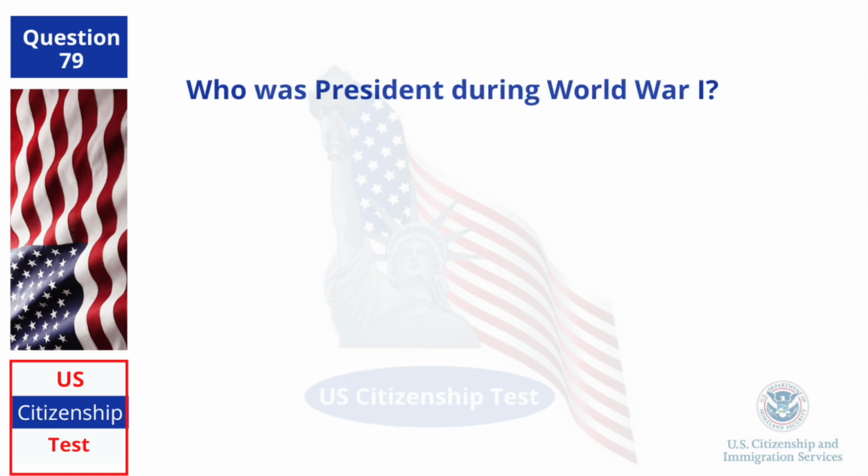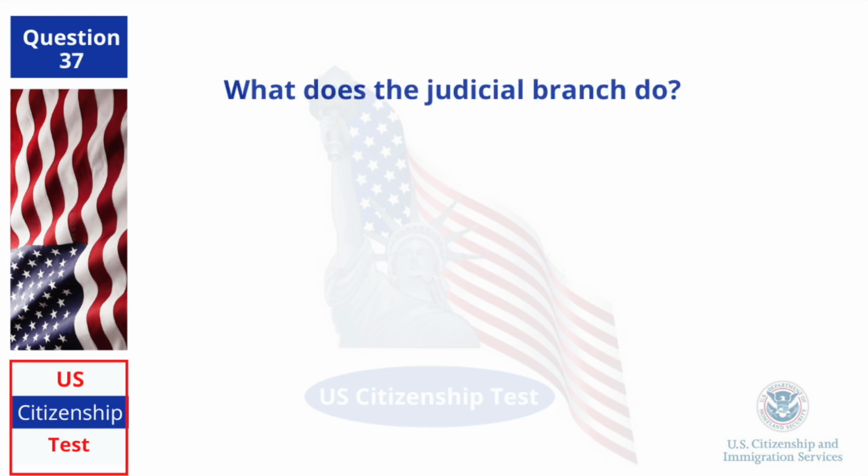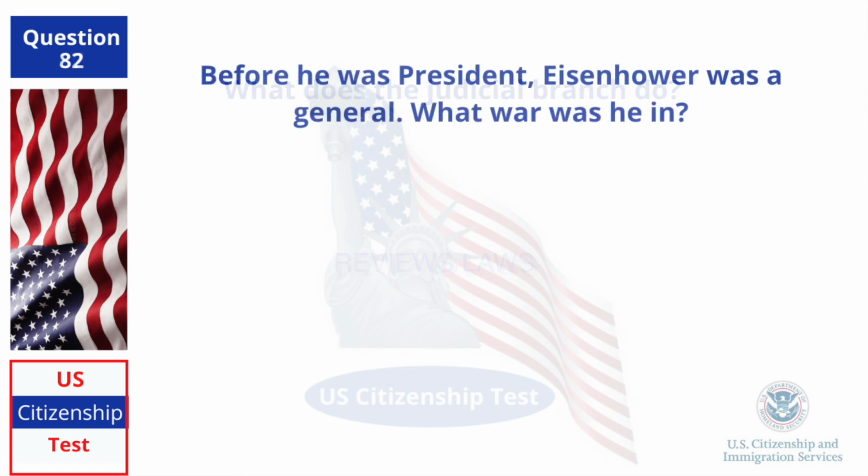Who was president during World War I? Woodrow Wilson. What does the judicial branch do? Reviews laws. Before he was president, Eisenhower was a general. What war was he in? World War II.